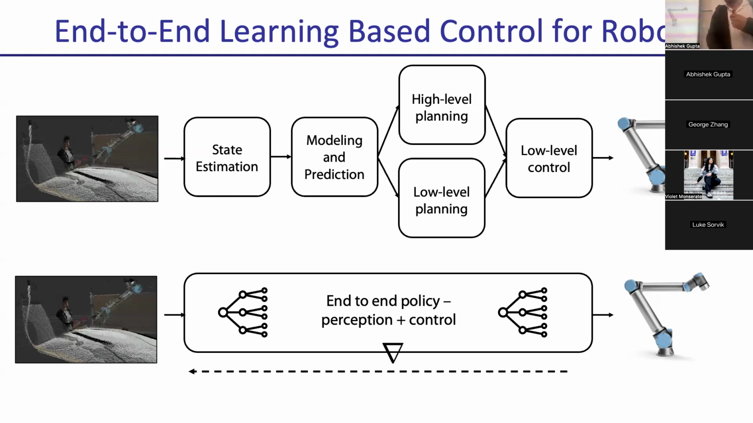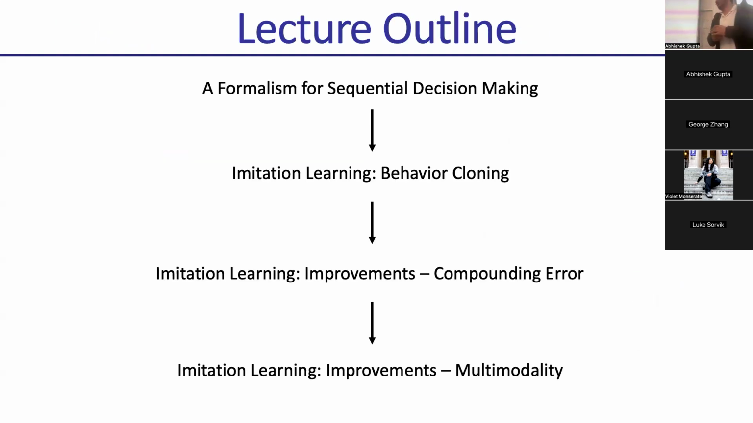Okay? And so what we're going to study today is we're going to start by defining a formalism for sequential decision making and learning-based control. We'll then talk about an algorithm called behavior cloning, which is a basic version of imitation learning. We'll talk about some fixes to problems in behavior cloning, and I'll show some cool videos at the end.